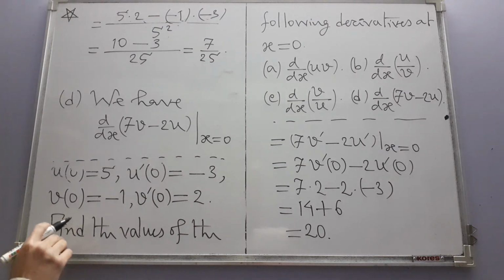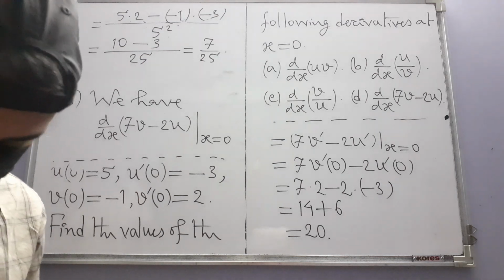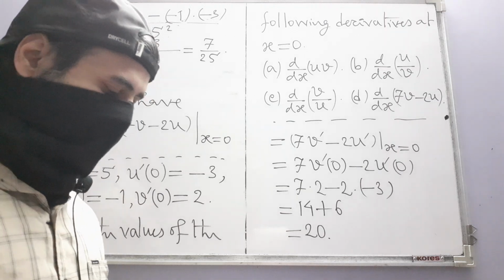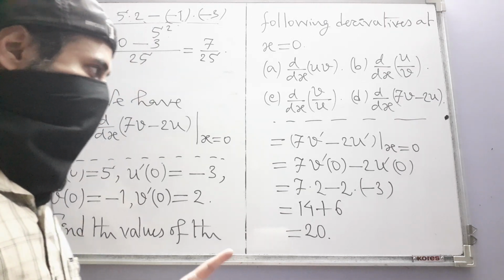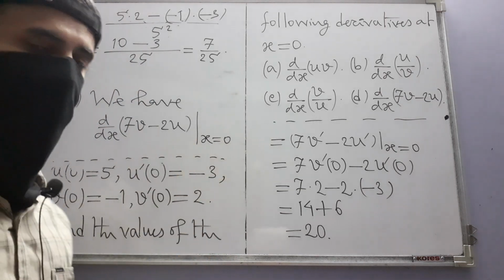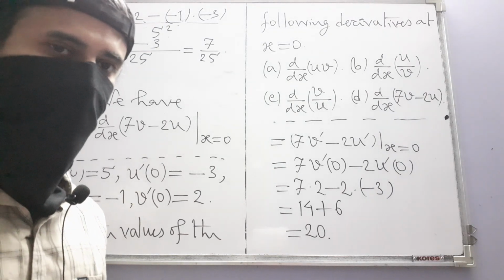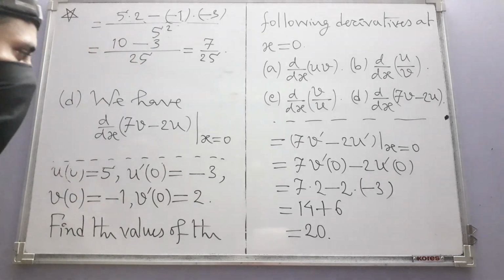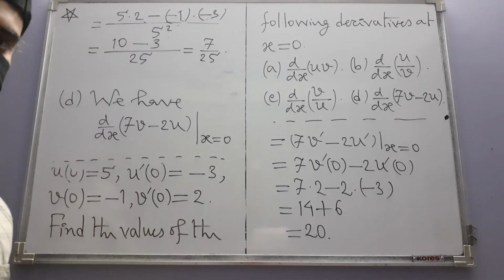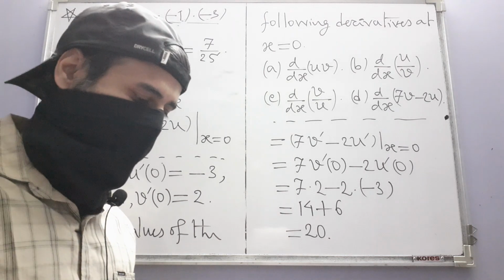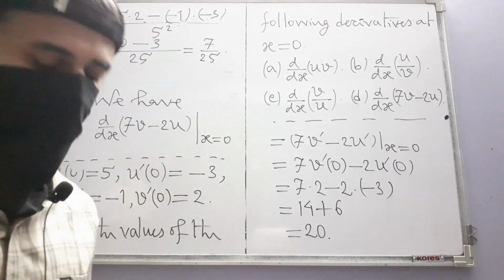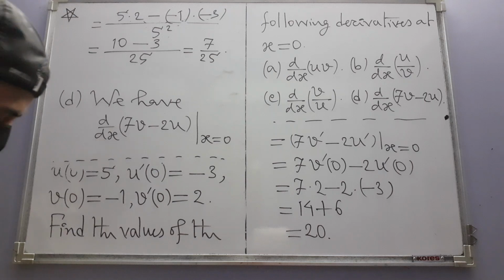If you see the next exercise, it is exactly similar, only the point is no longer 0. The point where you have to find the derivatives of these quantities is 1 in place of 0, and the given values are also something different. We still have two functions u and v which are differentiable functions of x, but now they are differentiable at 1, and these values are given.